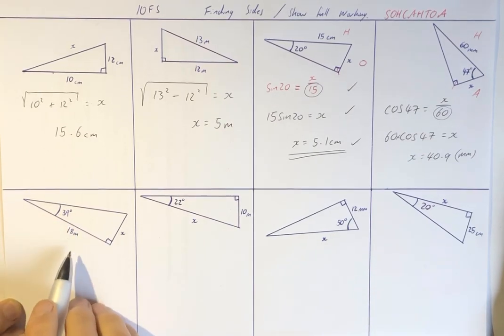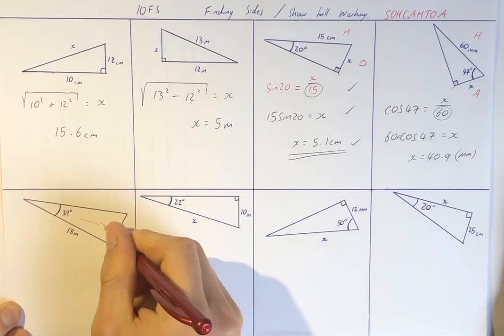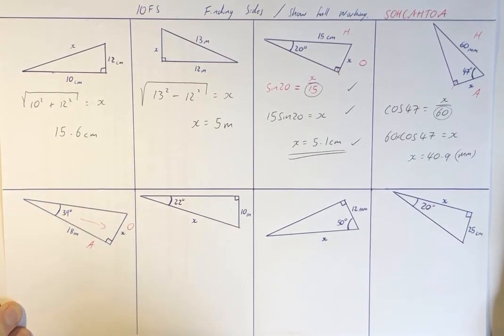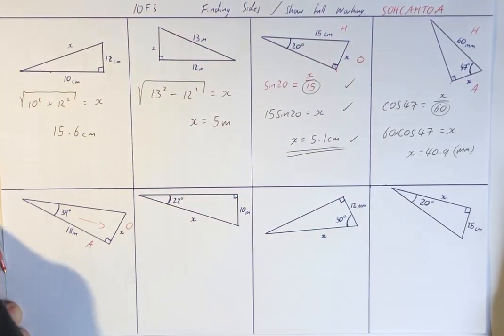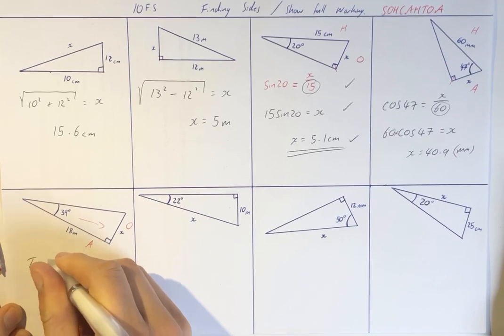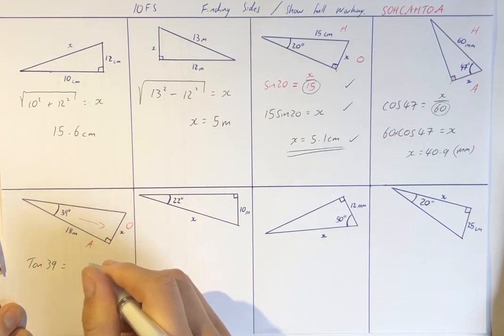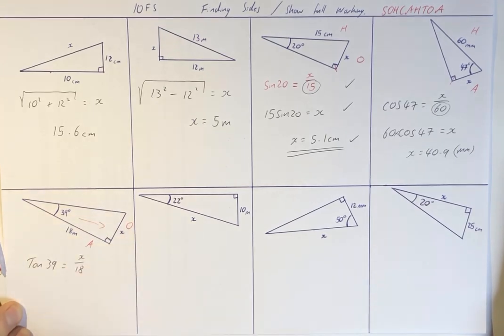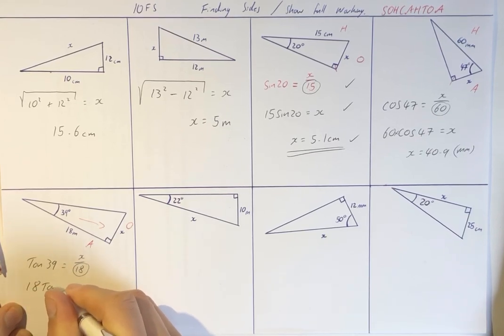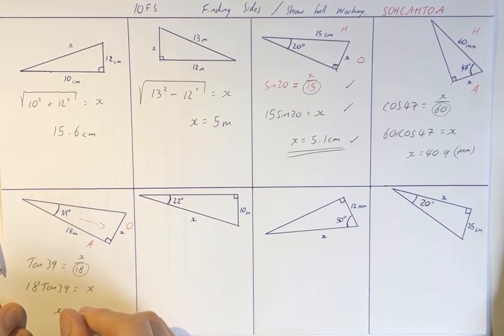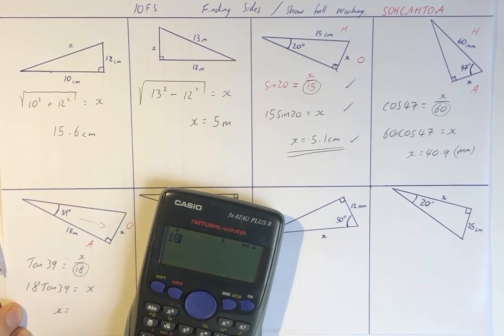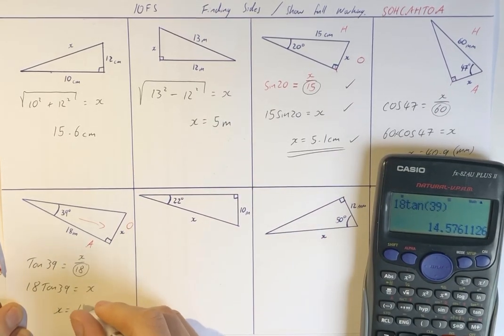So we've got an angle of 39, a side of 18, and an unknown side of x. So I need to label, well, that's opposite and that's adjacent. So I'm looking at tan. So tan of the angle is equal to the opposite over adjacent. And look at that, it's the denominator we know, so we just times through by 18. So x is equal to 18 tan 39, 14.6 if we're going to 1 dp. And that is meters.